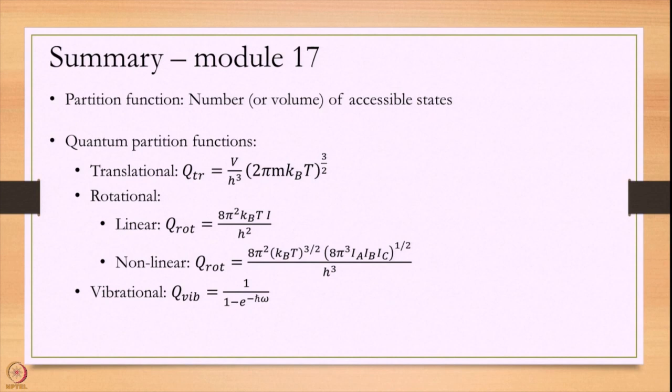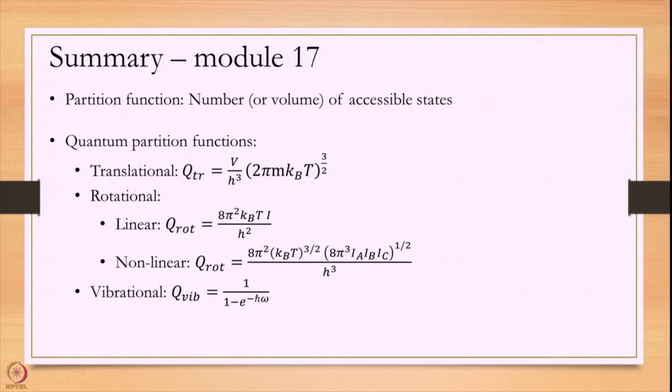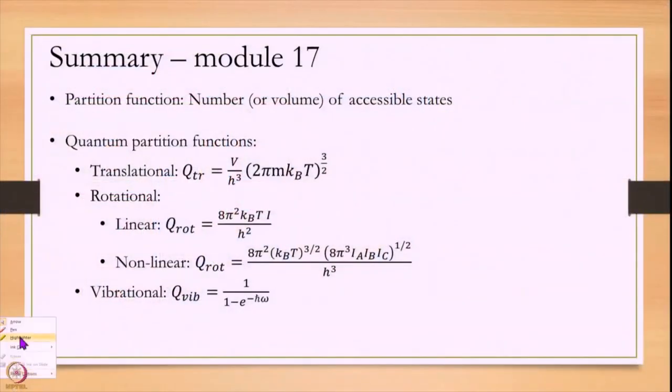So, in summary, today we have looked at the partition function and what its physical meaning is. It is essentially the number or the volume of accessible states at a given temperature. We have looked at the quantum partition functions today, and we are going to use the same classical formula for translation and rotation. But for vibration, we will use a different formula when it comes to quantum mechanics, which is 1 minus e to the power of minus, I apologize, there is a little mistake, this is beta h bar omega. Thank you very much.